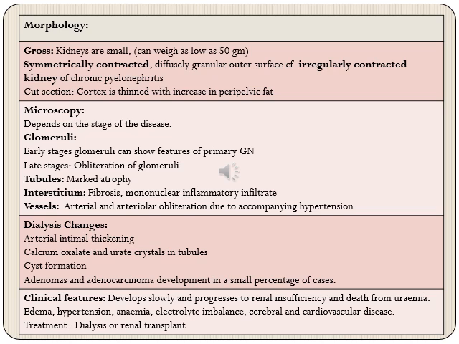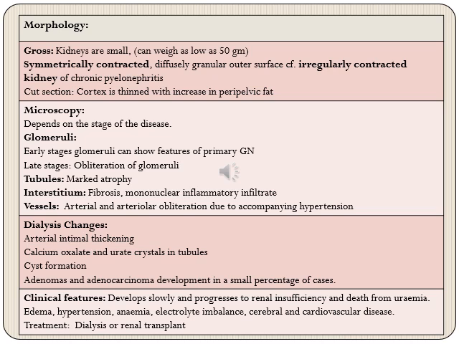Many of these patients will require dialysis as life support. So there can be changes induced because of dialysis also. There can be arterial intimal thickening, or there can be presence of various types of crystals like calcium oxalate or urate crystals in the tubules, and as you would recall, dialysis is also one of the causes of acquired cyst formations. So cysts can also be seen. And finally, in a small subset of patients, adenomas and adenocarcinomas can also develop.